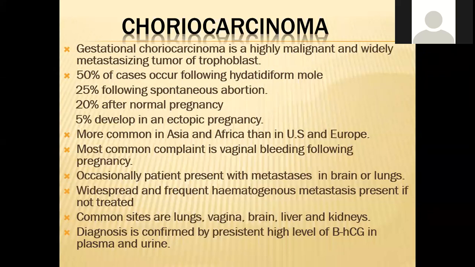Most common complaint is vaginal bleeding following pregnancy. Occasionally, patient present with metastasis in brain or lung. Widespread and frequent hematogenous metastasis is present. कॉमन साइट्स जो मेटास्टेसिस के हैं वो लंग है, वेजाइना है, ब्रेन है, लिवर है, किडनी है. डायग्नोसिस, एज यू नो, ऑल द ट्रोफोब्लास्टिक कंडीशंस आर detected by the beta-hCG level in plasma and urine.